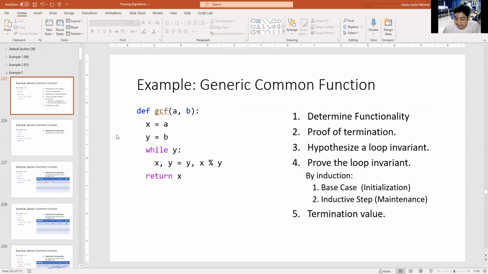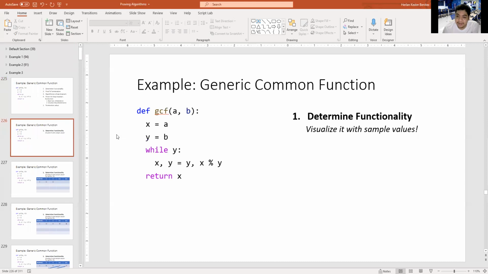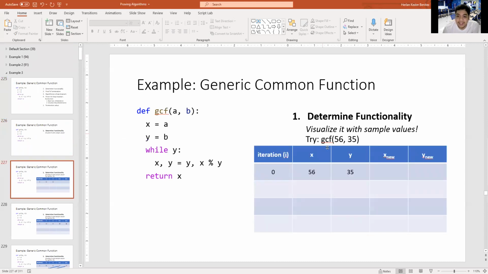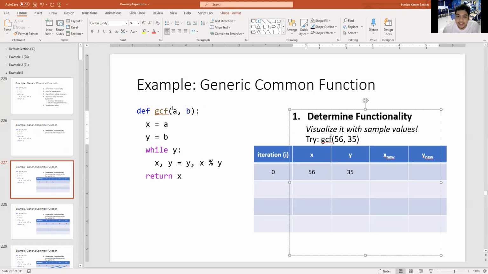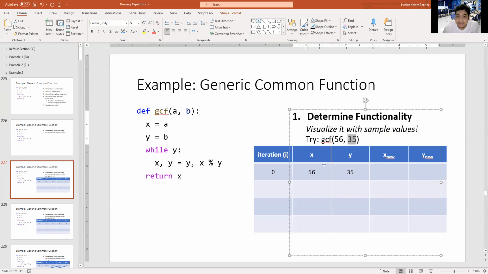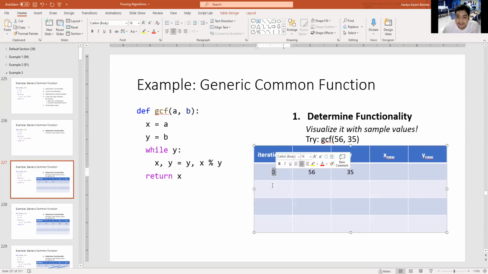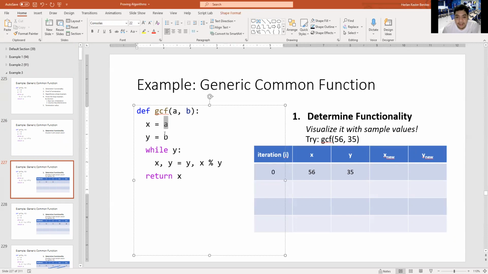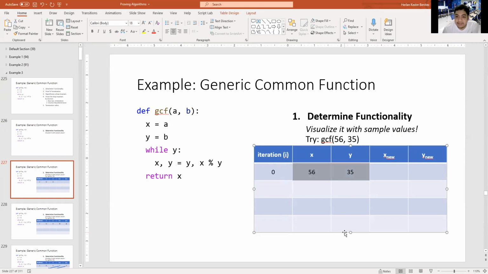So, ayun. First step is determine the functionality. So, we visualize it with sample values. So, try natin. What is the GCF with A equals 56 and B equals 35? So, at the 0th iteration, or yung initial conditions, si x equal kay A, si y equal kay B. So, si x 56, si y 35.